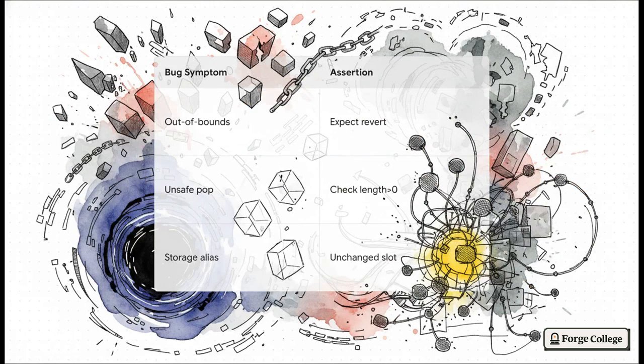Here is how this workflow actually builds a targeted test suite. You have to intentionally cause reverts and use Chai to expect those specific transaction failures to test for out-of-bounds errors. You must test empty arrays to catch unsafe pops. And you definitely need to attempt mutations on one slot to assert that the others remain unchanged. That's how you expose those tricky storage aliases. Your tests basically need to be as ruthless as a real-world attacker.